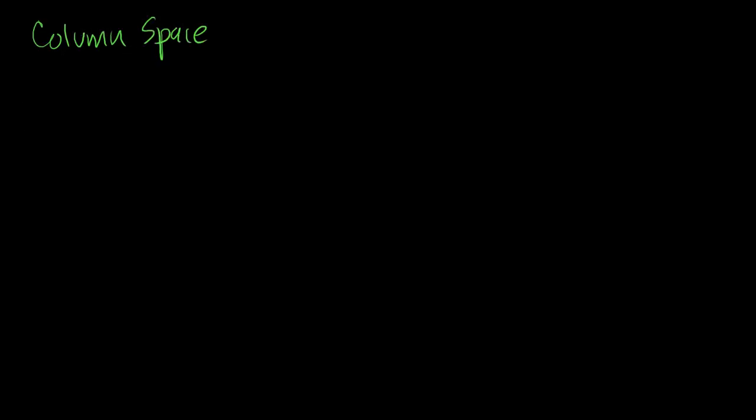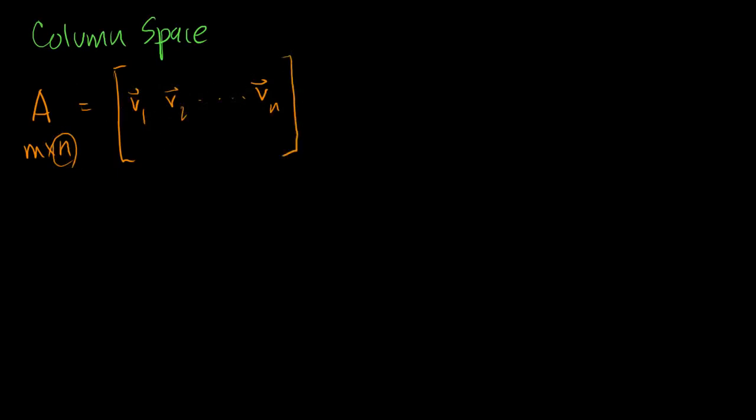But let's say I have some matrix A, and let's say it's an m by n matrix. So I can write my matrix A, and we've seen this multiple times, as a collection of column vectors. So this first one, second one, and I'll have n of them. How do I know that I have n of them? Because I have n columns.